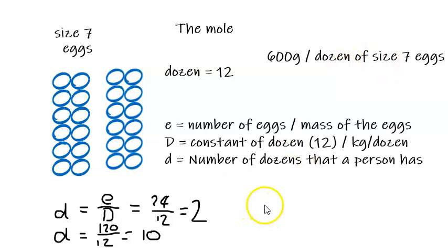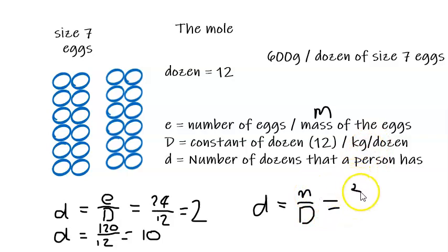We'd use the same technique. The number of dozen that a person has equals the mass of eggs that they have. Instead of E being the number of eggs, we'll say that this is actually lowercase m. So the number of dozen equals the mass of eggs that a person has divided by D, the number of kilograms per dozen. That's going to equal 3 kilograms divided by the kilograms per dozen, which in this case is 0.6 kilograms.